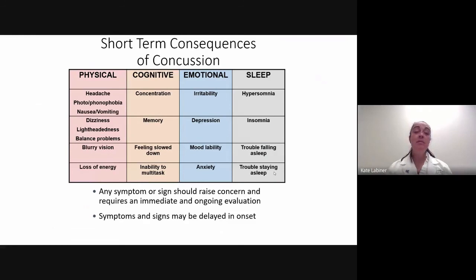And these signs and symptoms may not all be there at the immediate time of the injury. Oftentimes what we see is that, especially if you're an athlete performing in, for example, a game of some sort, the adrenaline may be quite high and you may not have symptoms right away. Those symptoms may develop over the next day or 2 days after the injury, rather than being there right away.